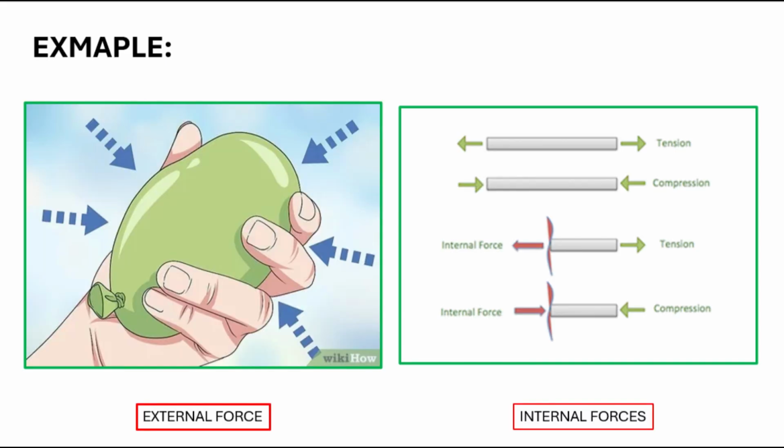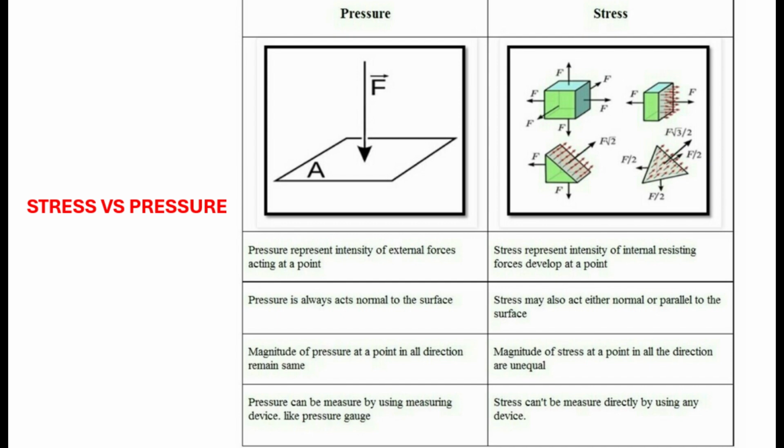Imagine you're holding a balloon. When you press it with your finger, that's pressure, an external force applied to its surface. But inside the balloon, the rubber resists your push. That resistance is stress. Pressure always acts perpendicular to the surface. But stress can act in different directions depending on how the force is applied.